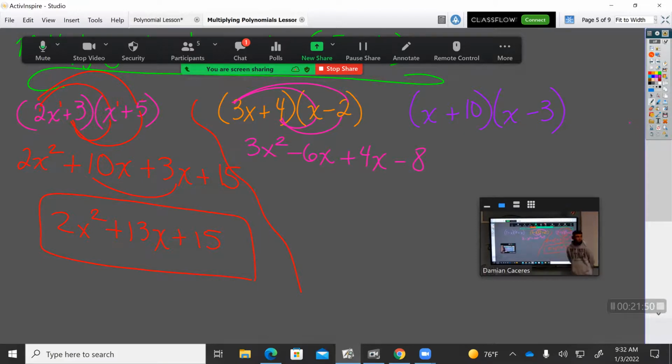Now combine the like terms in the middle. Don't forget the signs that you see belong to those numbers. That's not 6 plus 4. That's negative 6x plus 4x. So that equals negative 2x. And the first and last number, as always, just come down. This you've done before because we did the activity and we've done a bunch of these.